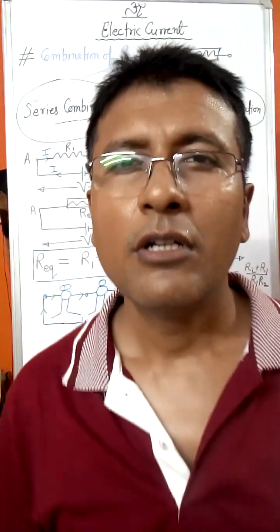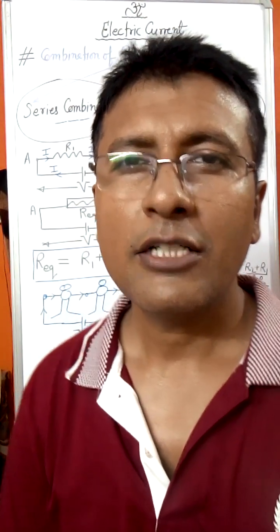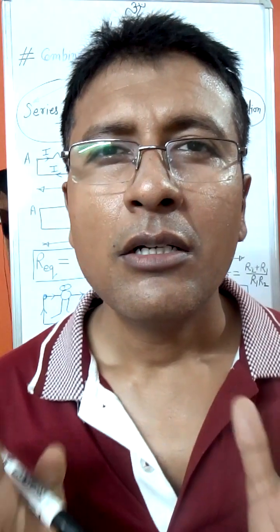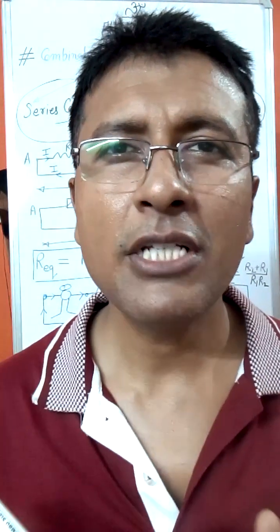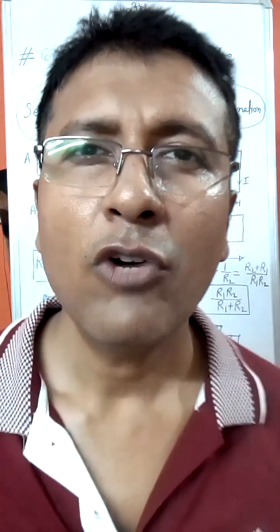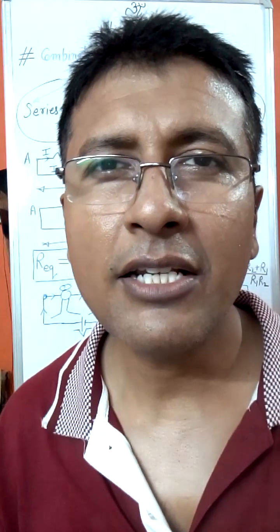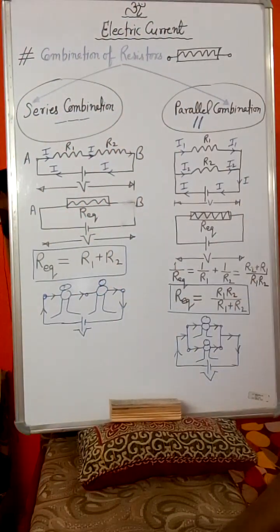Good day students. Today we will study electric current, and the topic is how to find the equivalent resistance of a combination of resistors. Now, when we talk about the combination of resistors, generally there are two kinds of combination.